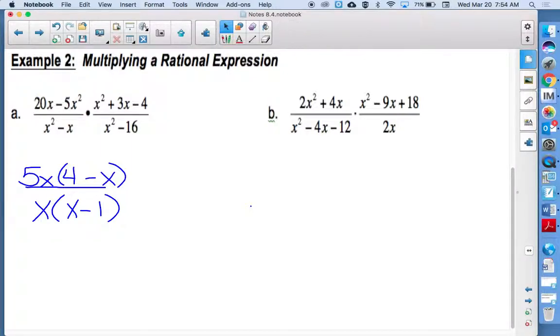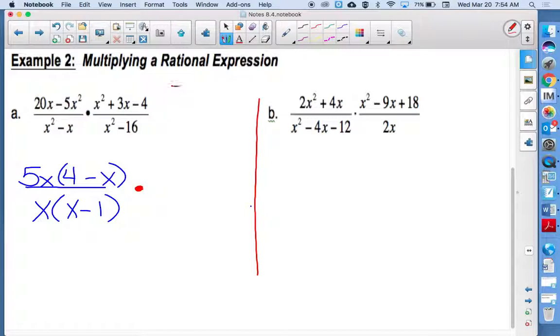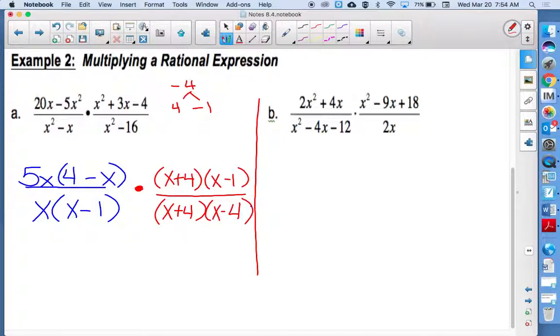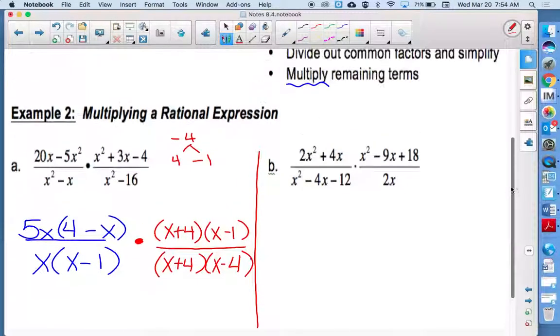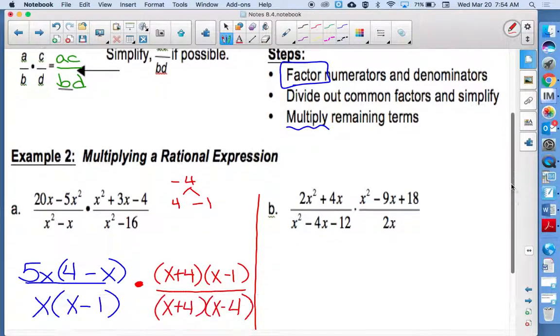So looking at the right fraction, Emma, how could we factor the numerator of the right? Yeah, so she said 4 and negative 1. And then Emma, how about the denominator? So the denominator, that's that perfect square. So difference of perfect squares must be subtraction. If it's subtraction and it's a perfect square, you can factor it with the plus and the minus. So factor first. Then the next step said to divide out common factors and simplify.